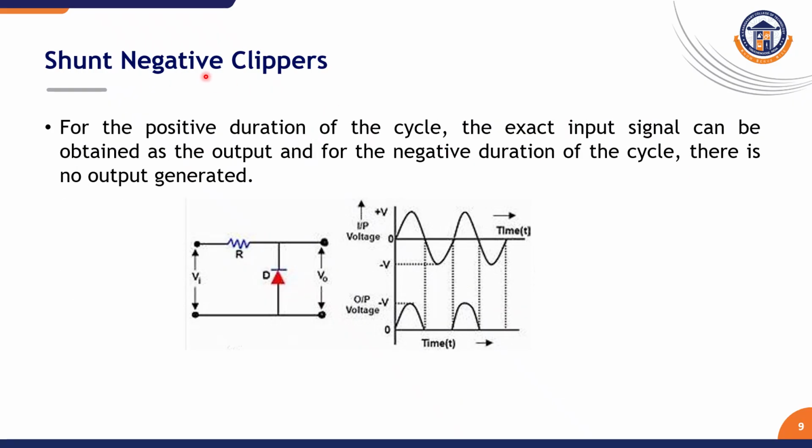Similarly, in the shunt negative clipper, the direction of the diode is reversed. When you apply the positive portion of the input signal, the diode will be in the reverse bias condition. It will block the current, so the positive portion of the input signal appears at the output side. When you apply the negative portion of the input signal, the diode will be in the forward bias condition, so it will allow the current to flow through to ground. There is no output at the output side, so the negative portion of the input signal is clipped off.